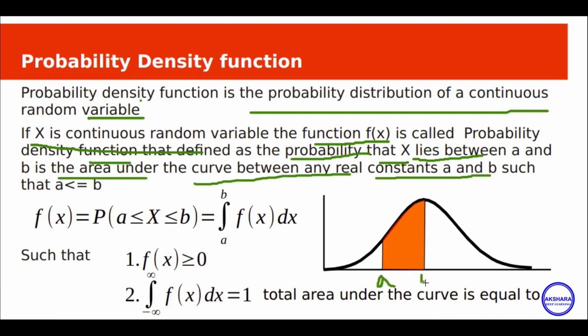This is A, this is B. If this is the random variable, this is f of x. This f of x can be mathematically represented like this: the probability between these 2 points A and B, or this colored region, can be obtained by the definite integral from A to B of this function, and it has to satisfy these two properties. For any x value between A and B it should be positive, and the total area under that curve is equal to 1.